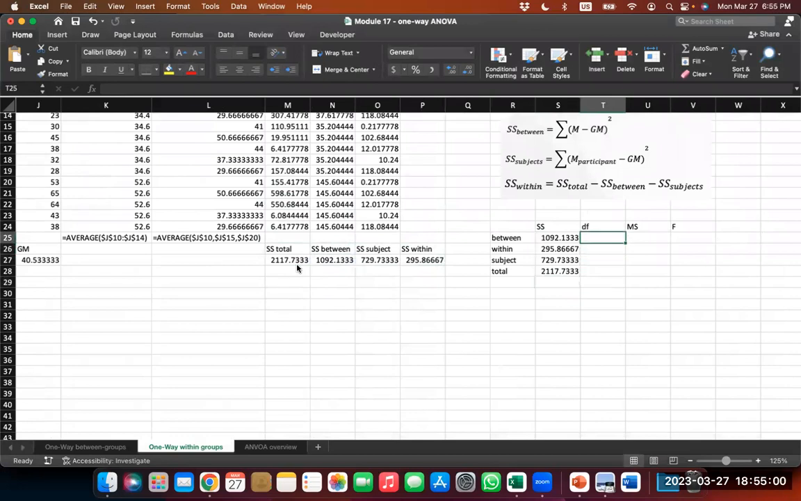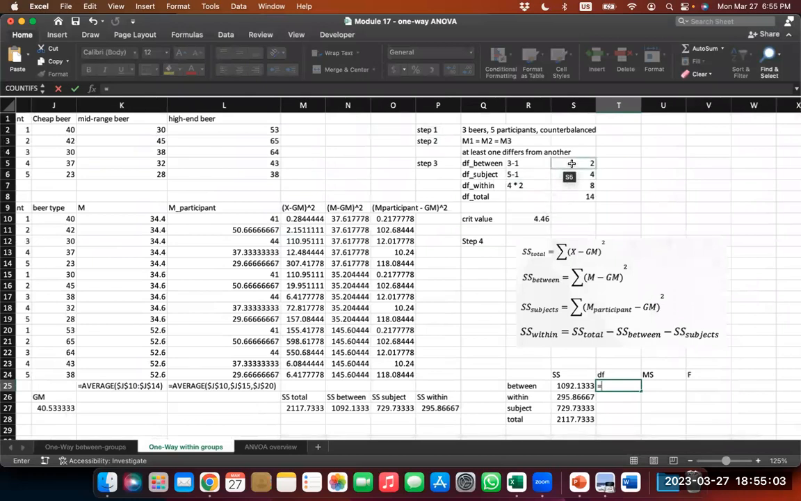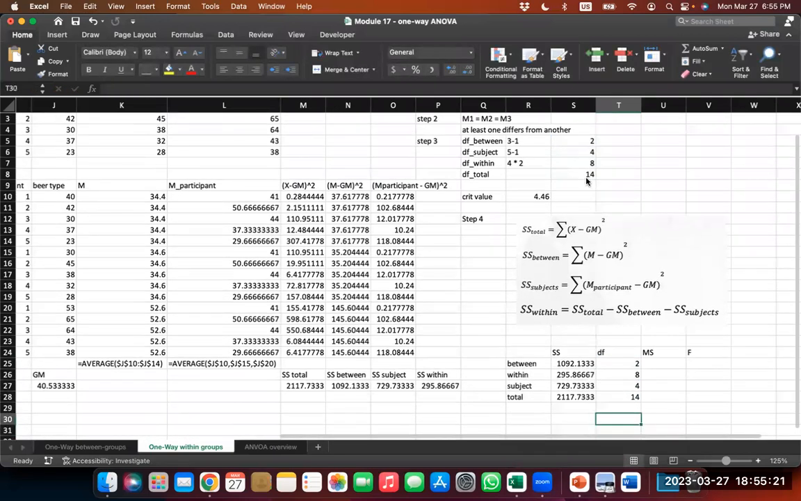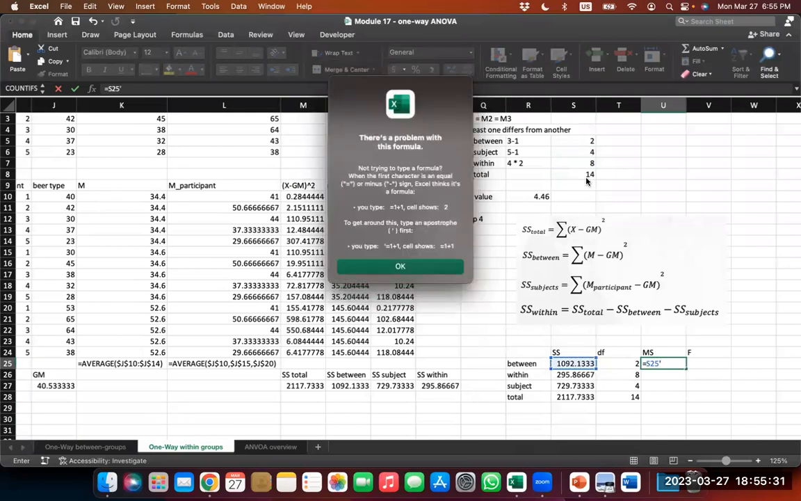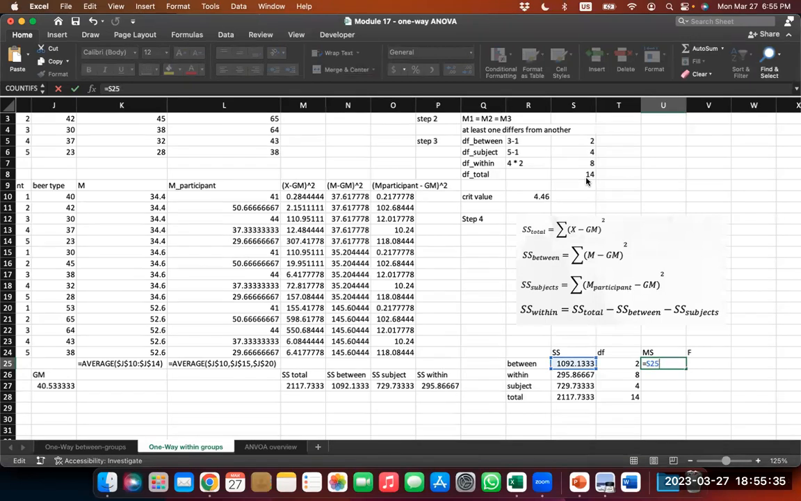Degree of freedom is now, as we know, we've done it up there. Degrees of freedom between is two. Degree of freedom within is 8. Degree of freedom subject is 4. And degree of freedom of total is the sum of all these. The variance is now calculated as sum of squares divided by the degrees of freedom, right? Same for the degrees of freedom within, the variance within, the variance subject.